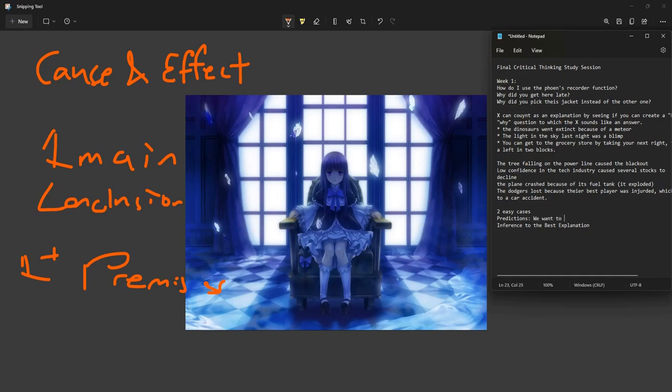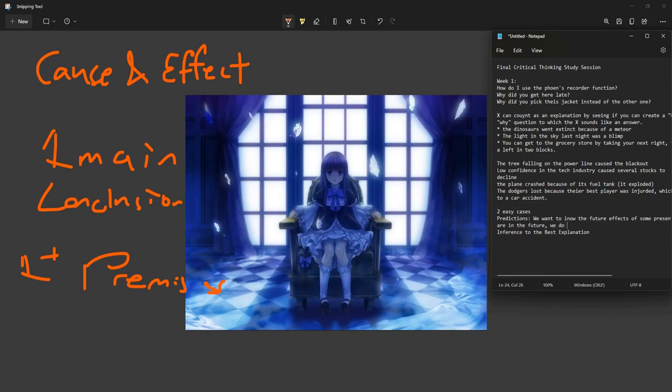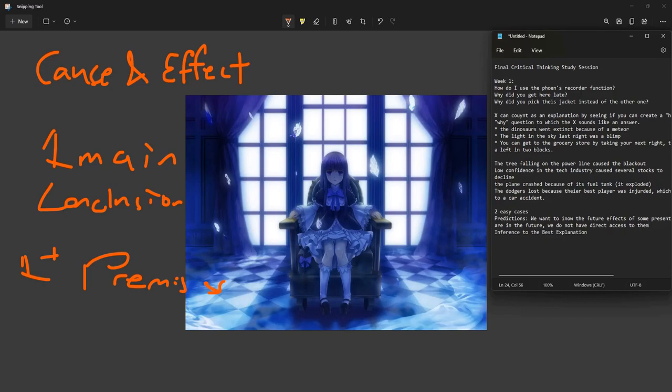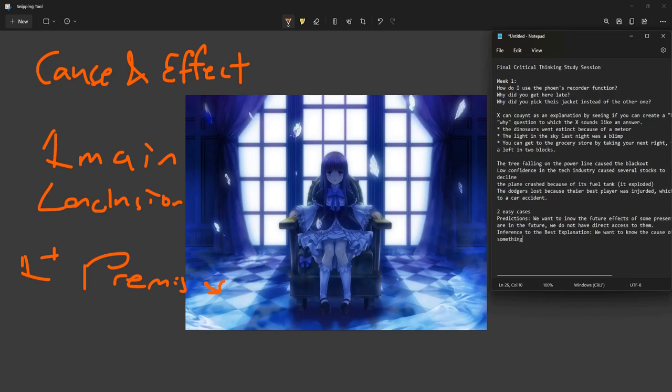Predictions are when we want to know the future effects of some present events, but since they are in the future, we do not have direct access to them. And the other one, inference to the best explanation, is this: we want to know the cause of something, but we weren't around to witness it, so we do not have direct access to it.